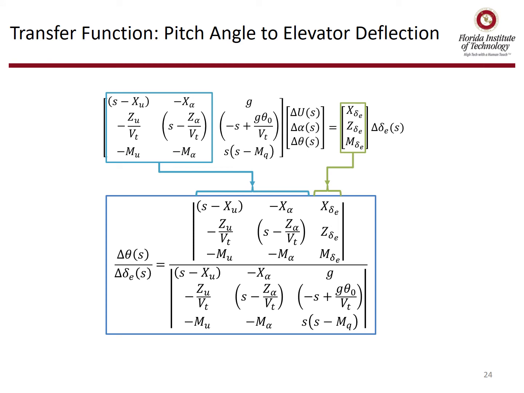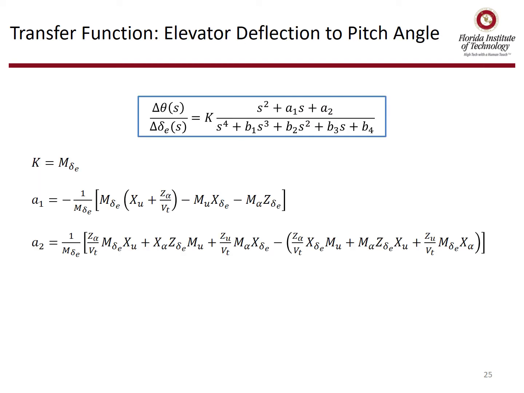We'll now demonstrate how to pull out the transfer function delta theta over delta delta E, or pitch angle to elevator deflection, from our state space model where we have SI minus A on the left-hand side. We use Cramer's Rule, which means we substitute the first two columns of the A matrix into the first two columns of the determinant in the numerator, and then the denominator is just the determinant of the A matrix.